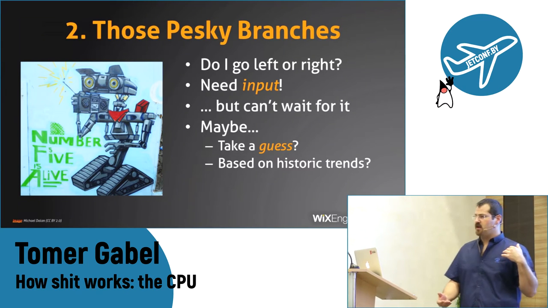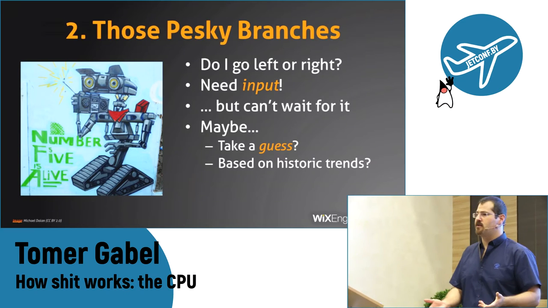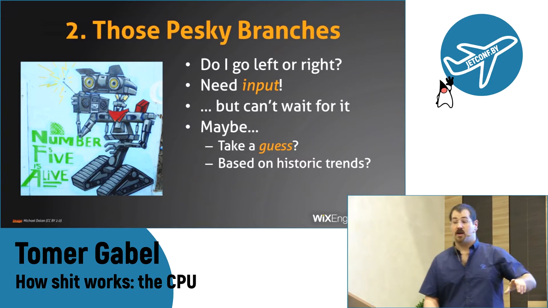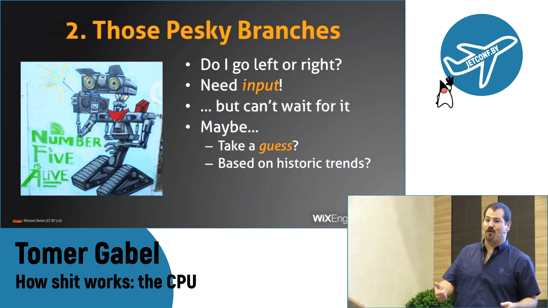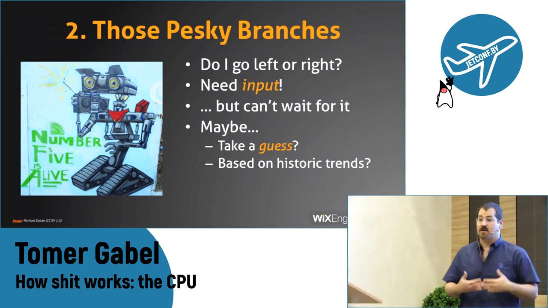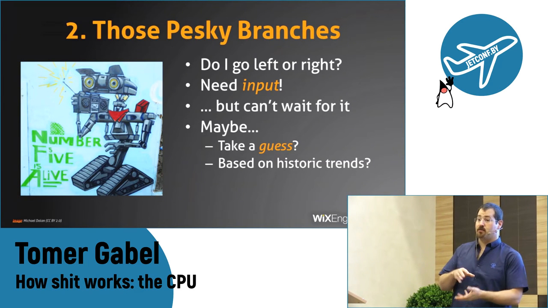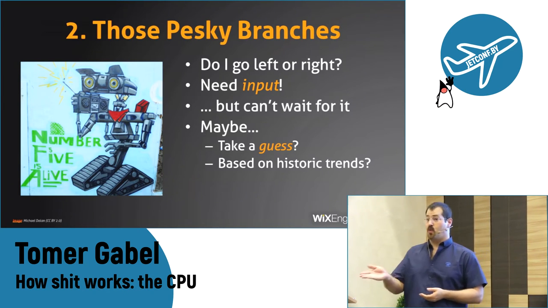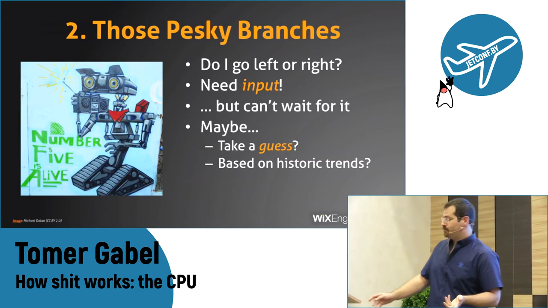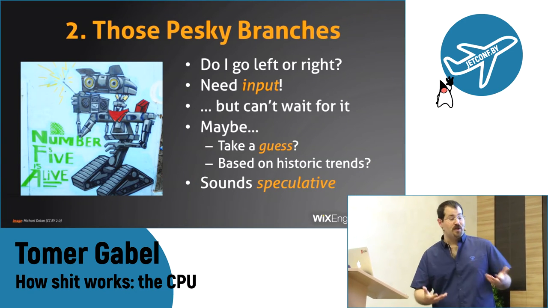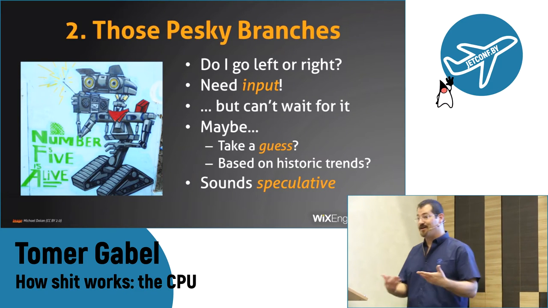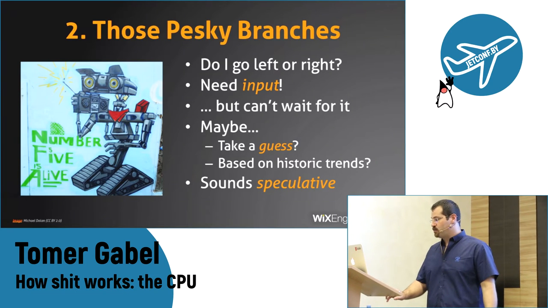So maybe the CPU can take an educated guess. Maybe it can look at your code and say, okay, I'm going to guess that we have to go that way. And maybe the guess can be not just the flip of a coin. Maybe the guess can be smart. Maybe the guess can be based on historical data. So for a given inner loop, maybe the CPU can keep track of which direction a particular branch tends to go, and then speculate on it. Speculative execution is a big thing. It's a big thing in Java, on the JVM, on the CLR, and any kind of engineering process.